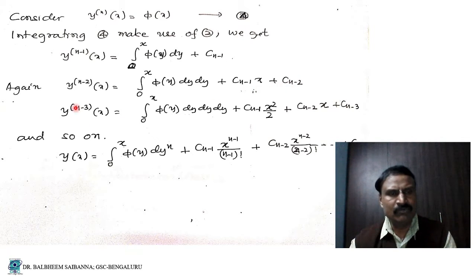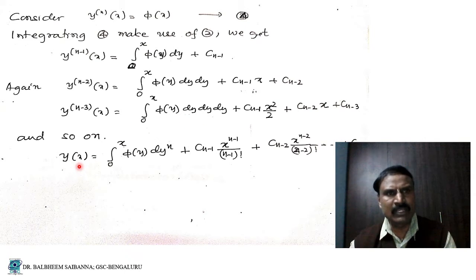Integrate this equation one more time: y to the power of n minus 3 of x equals the integral from 0 to x of phi of y dy, three times, plus c n minus 1 times x squared by 2, plus c n minus 2 x, plus c n minus 3, which is the constant. Continue like this; then y to the power of n minus n, that is n minus n equal to 0, so y of x is equal to the integral from 0 to x of phi of y dy to the power of n. We continue the integration up to n times.